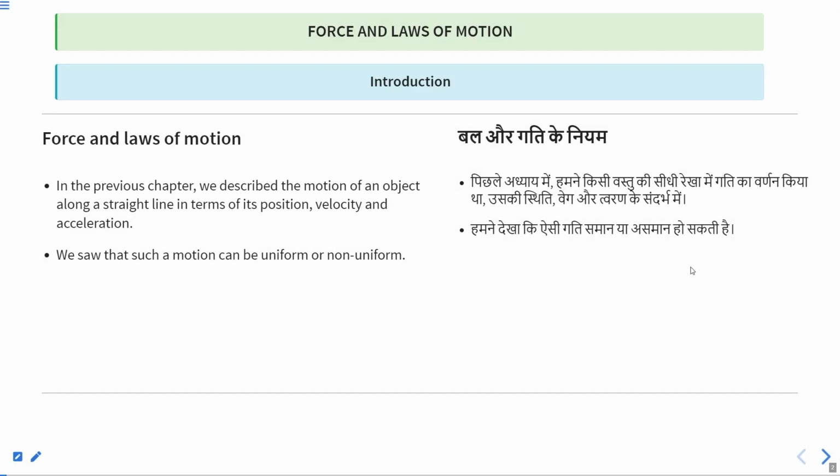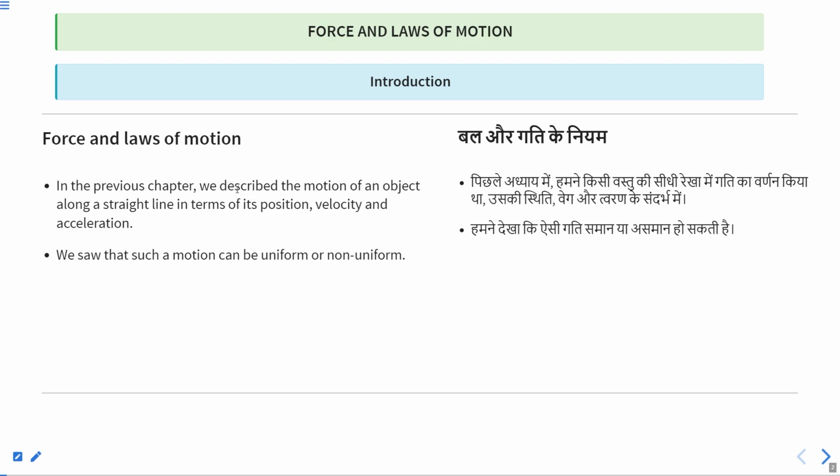Hello and welcome class. So in today's class we are going to start a new chapter named Force and Laws of Motion, of class 9th NCERT, chapter number 8. In this chapter we are going to introduce you to a new term named force. What is force? We are going to learn about unbalanced force and balanced force. Then we are going to learn about the three laws of motion given by Newton. Also, we are going to learn about some new terms like momentum. Okay, so let's begin this chapter, Force and Laws of Motion.